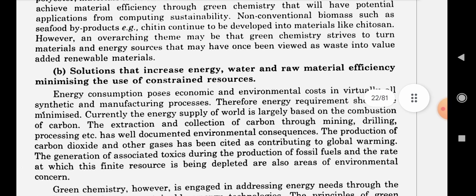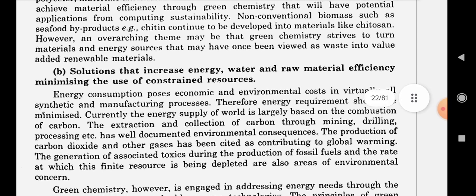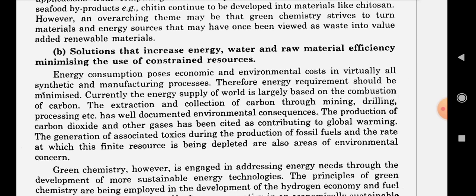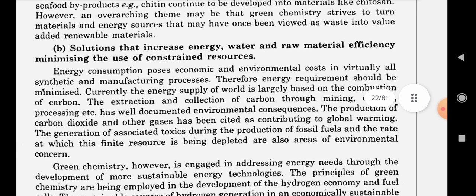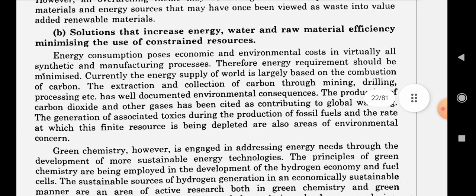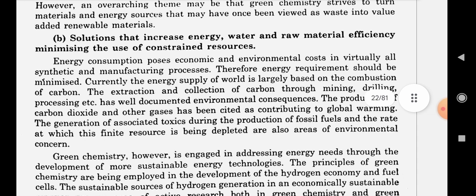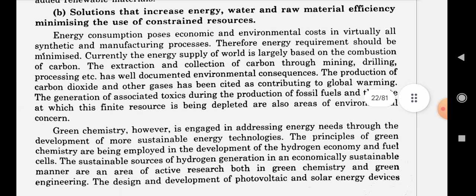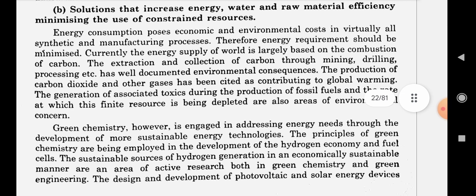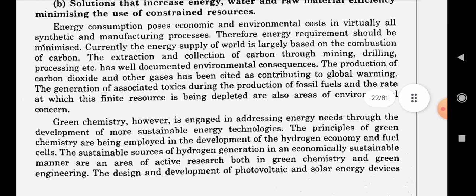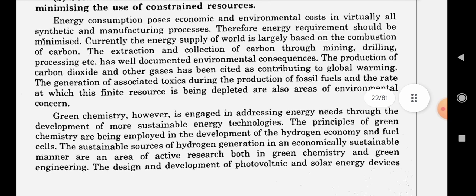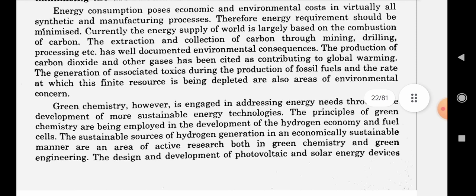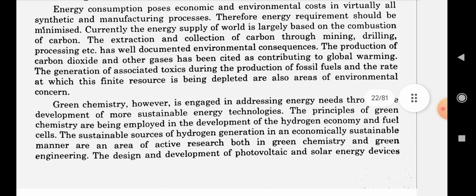is being developed into materials like chitosan materials and energy sources that may once have been viewed as waste, into value-added renewable materials. Solutions that increase energy, water, and raw materials efficiency minimize the use of constrained resources. Energy consumption possesses economic and environmental costs in virtually all synthetic and manufacturing processes.